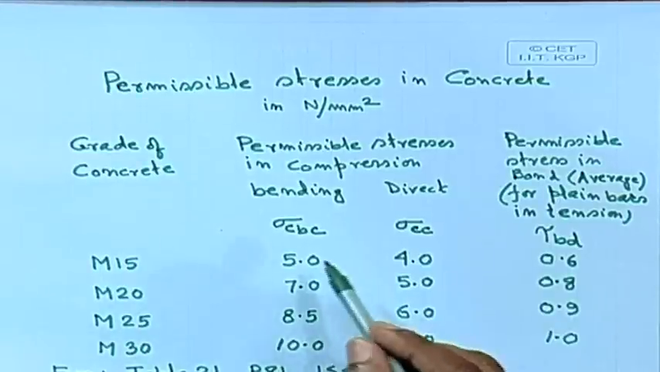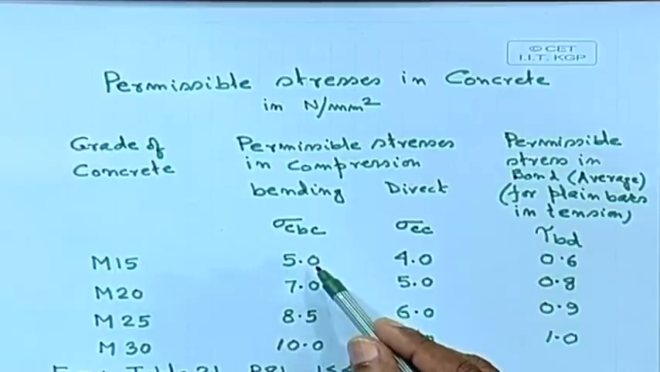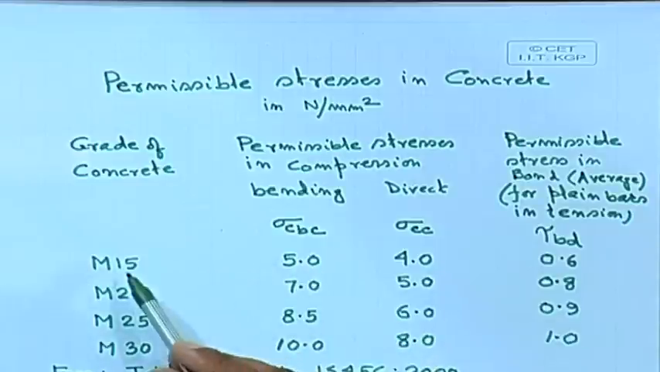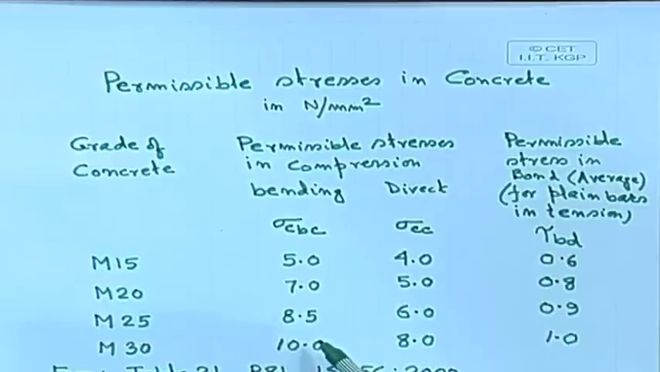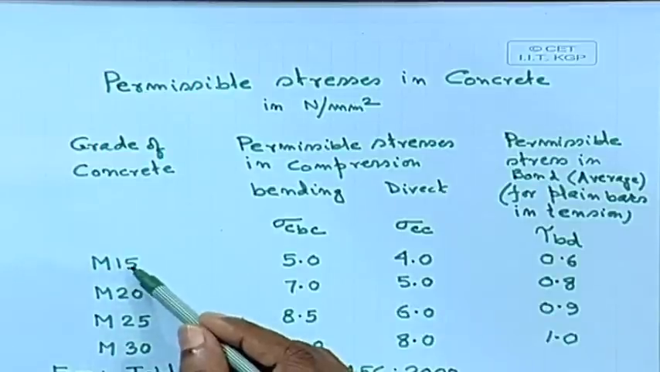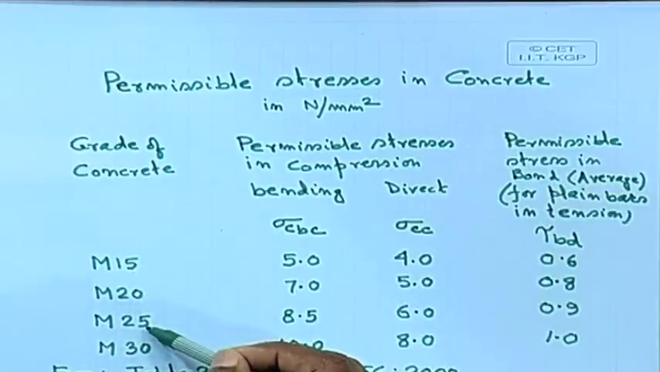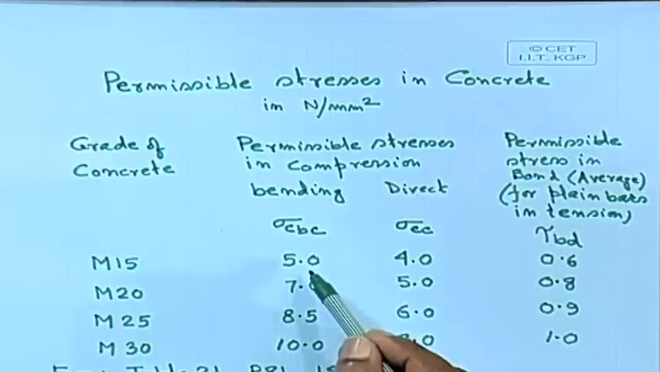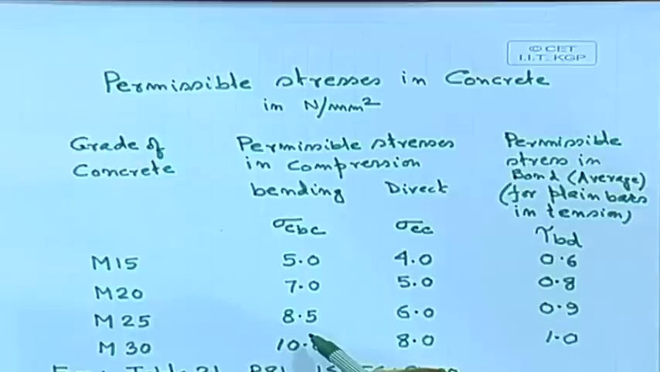You can see, I have told that the factor of safety is approximately 3. So, you can see 15 by 3, 20 by 3, which is coming approximately the factor of safety 3. That means, for the cube strength 15, 20, 25, 30, you can get the corresponding bending compression in concrete almost 1/3. So, we are considering that factor of safety 3, which I told in the very beginning.